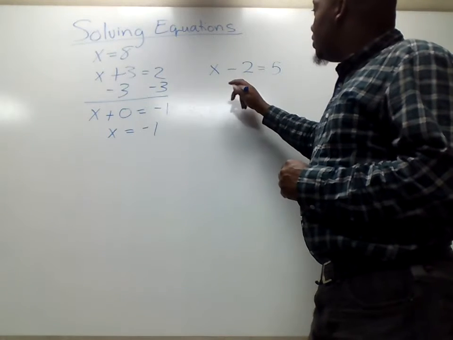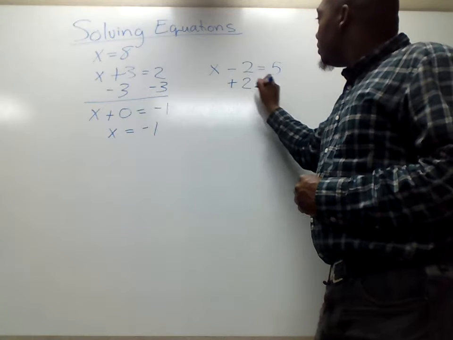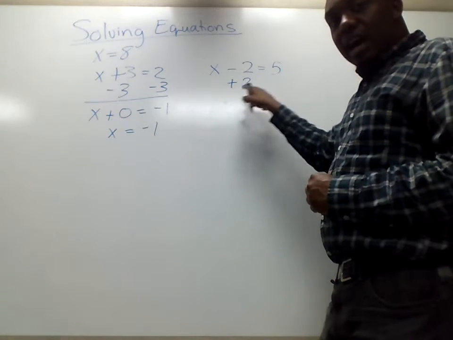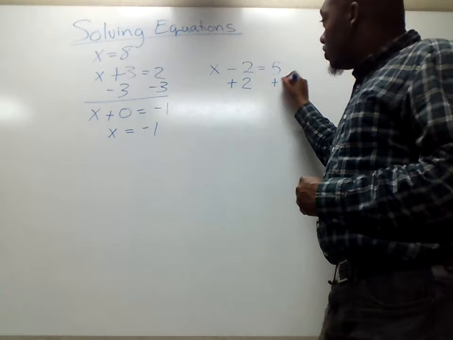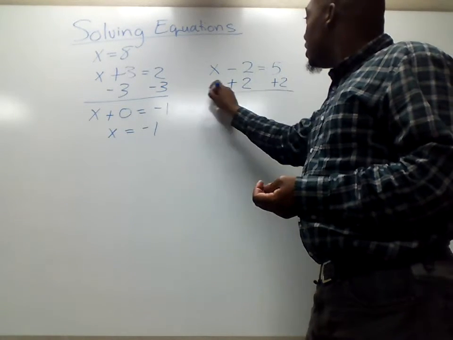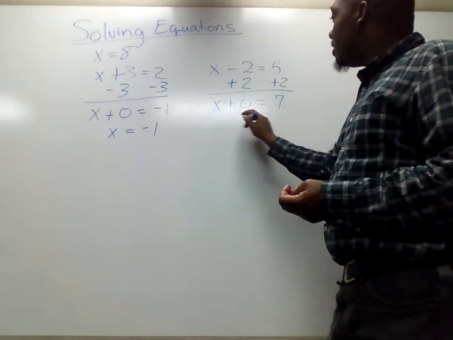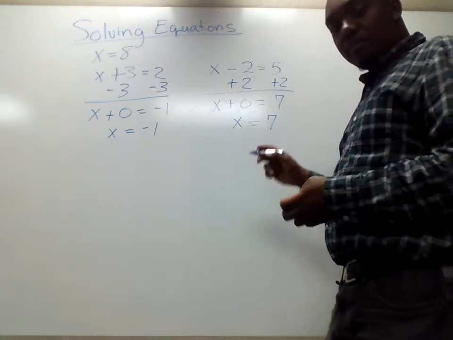So minus 2, the inverse operation of that would be plus 2. And what I do to the left side, I also have to do to the right side in order for this to truly be equal. It must remain equal, it must remain balanced. So when I solve for this, I end up with 0 again, and I get 7 here. So x must be 7.